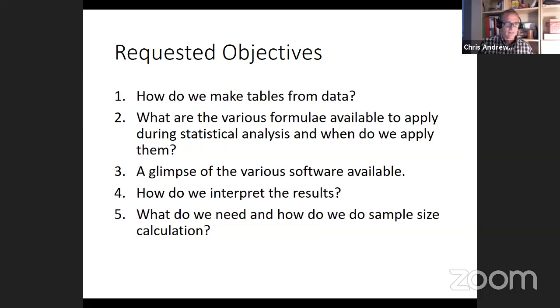And finally, what do we need to do a sample size calculation? This is one piece of planning a good study, and so I'll talk about sample size calculations in that context. We want to design studies that will answer the questions that we have, not just collect random data and see what we can see. So the sample size calculation is part of planning ahead to determine what you want to analyze.